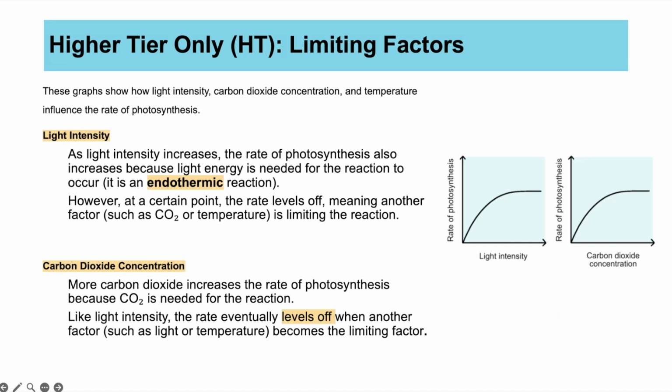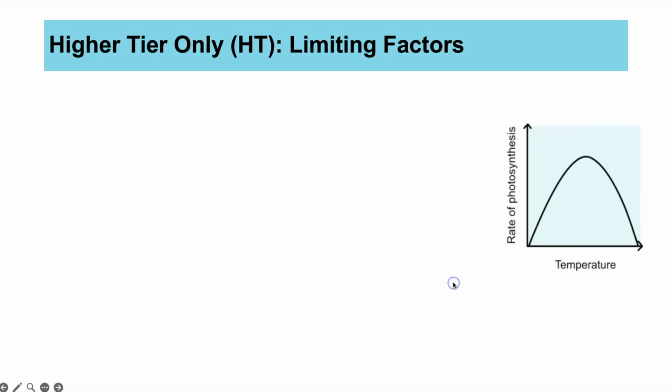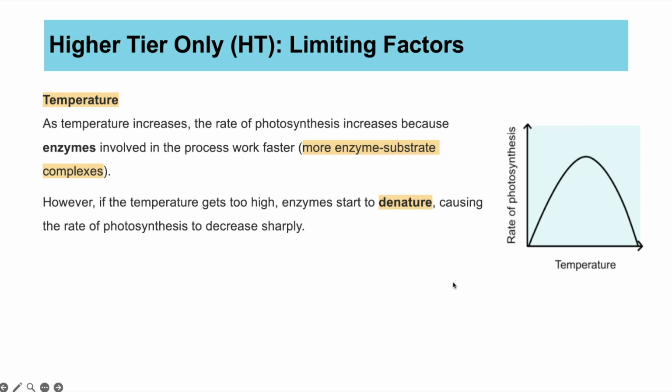Now, I've actually already talked through all of this, but if you want to pause so you can make notes and write it down or turn it into a flashcard, this is the information that I was just talking through to describe and explain the light intensity limiting factors graph and the carbon dioxide. And then on the next slide, we have the one for temperature.